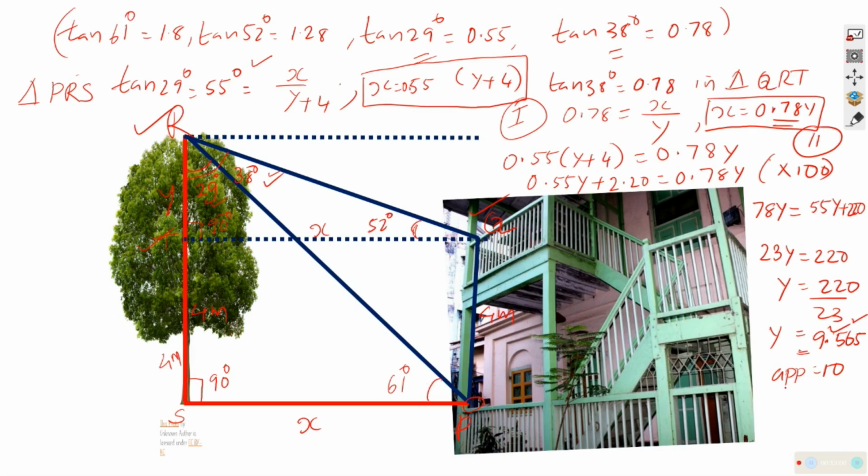If it is equal to 10, we can calculate the other one also, we have the height of this one, y is equal to 10, y plus 4 is equal to 10 plus 4, that means 14 meter is the height of the tree from the ground. Roshni could get it.